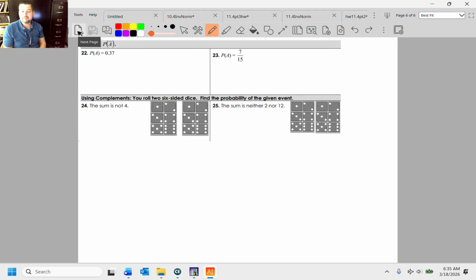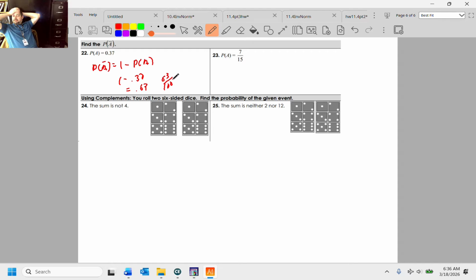Let's see, here we have our complementary events. You're supposed to find the probability of not A, and the probability of not A is simply 1 minus the probability of event A. So this is just going to be 1 minus 0.37, which is 0.63, which would look a lot cooler as 63 over 100, let me tell you.